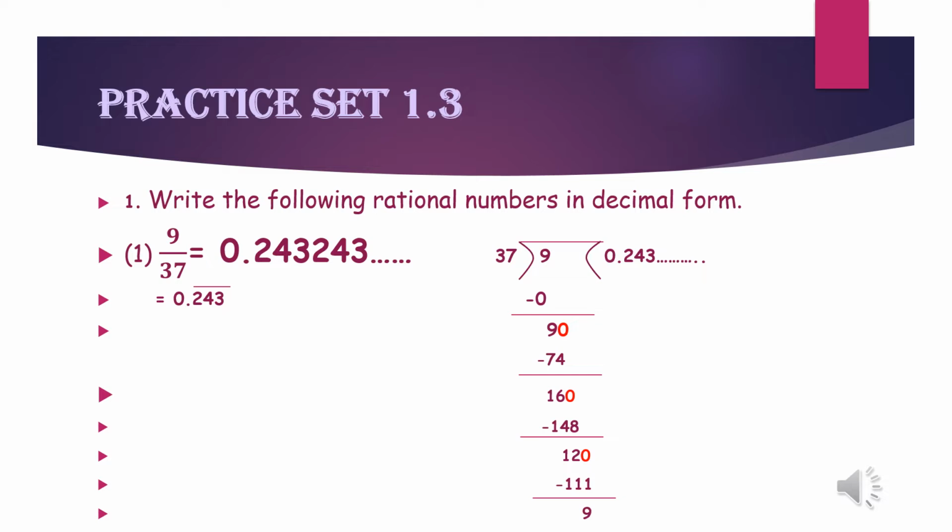Okay, so there is no need to divide it once we get the same number. So our answer will be written like this, 0.243, and we'll put a bar line over it. That means it is a recurring number.